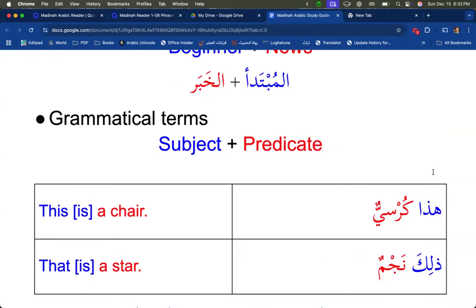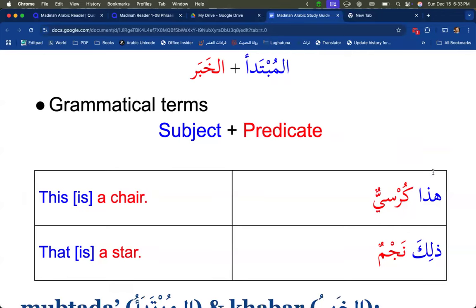But if I use another noun, I have to make it specific. Like al-kursiyu khalfi. The kursi is behind me. Al-kursi. I have to put al in front of it. I have to make it specific. I have to make it definite. I will never say kursiyun khalfi. You will typically not say that. Okay? Al-kursiyu khalfi. The chair is behind me. Okay?